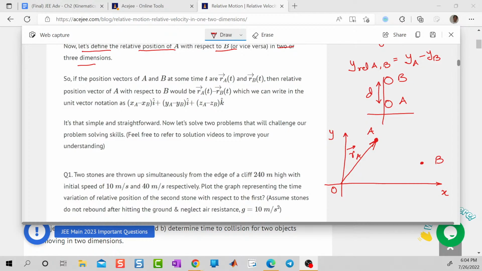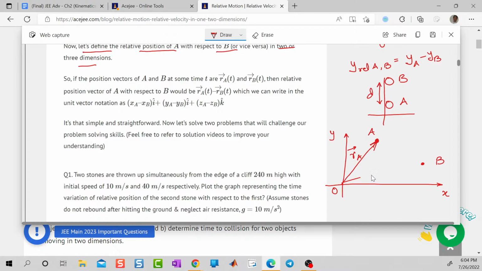So now, similarly, for the point B, the position vector is RB. Like this. This is RB.